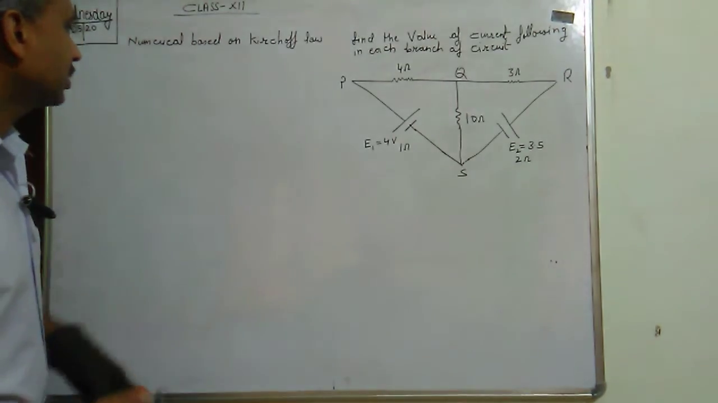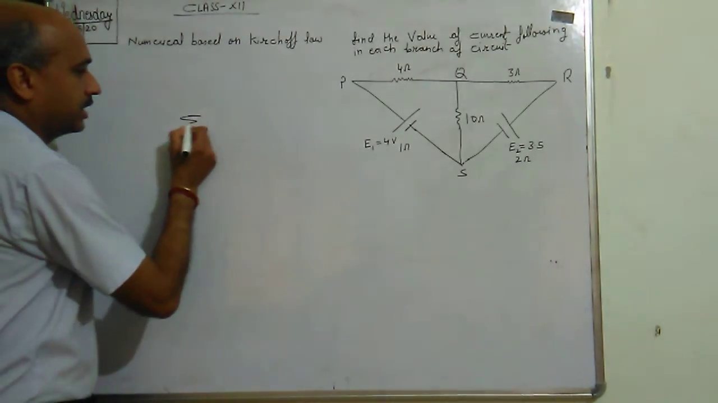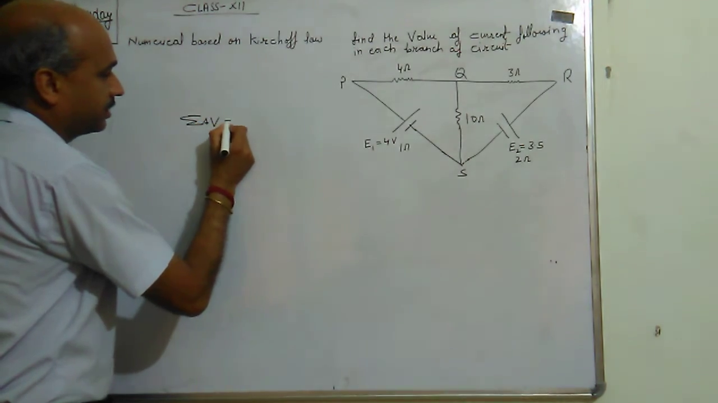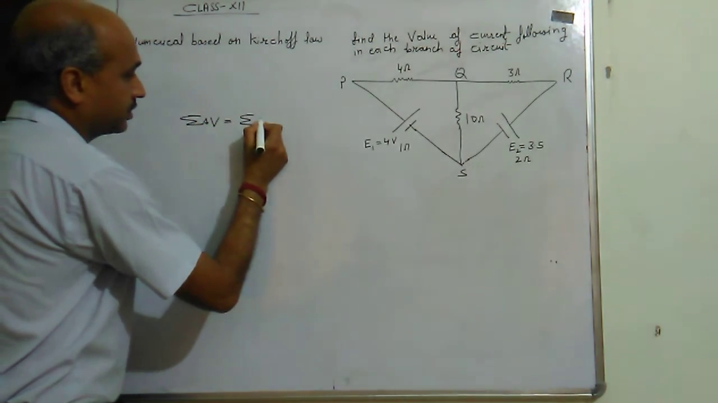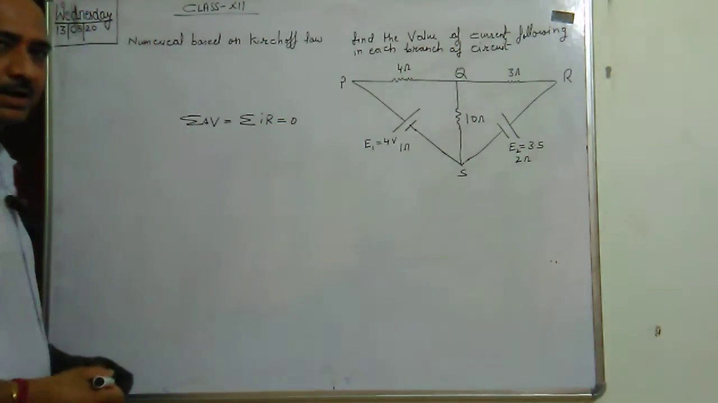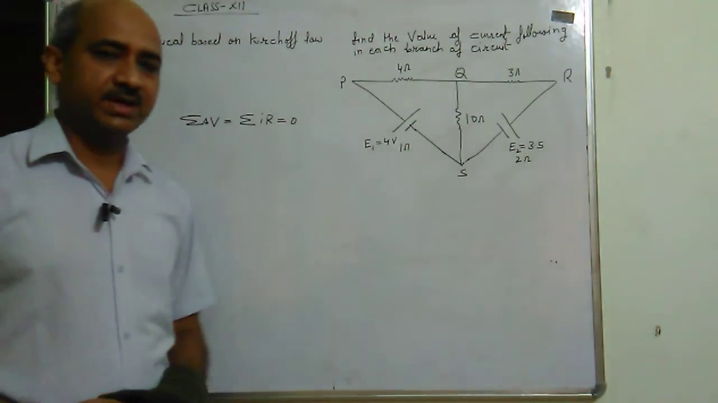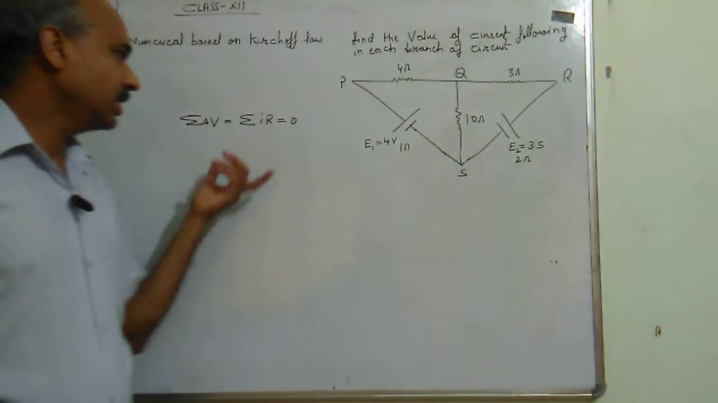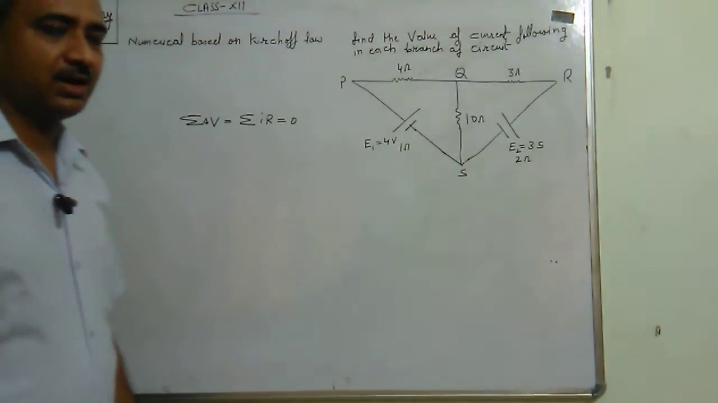And the second law says that delta V equals summation IR equals 0, which means that the difference in potential, or we can say the voltage difference, around a loop is 0. This is the second law.